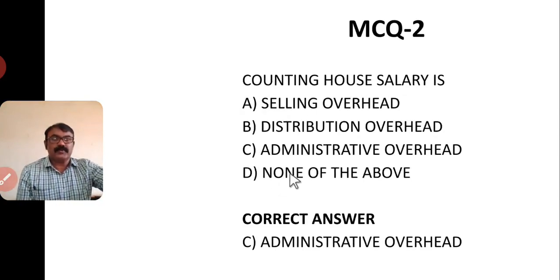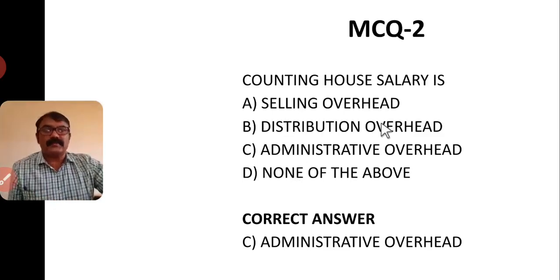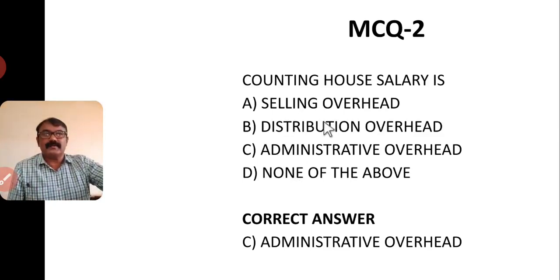The second MCQ question: counting house salary, in which head does it come? The options are selling overhead, distribution overhead, administration overhead, and none of these. We have to choose the right answer here. The right answer is administration overhead.